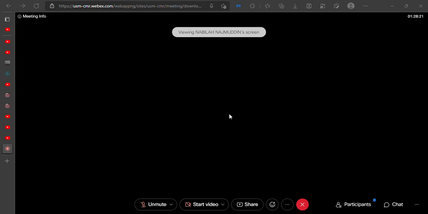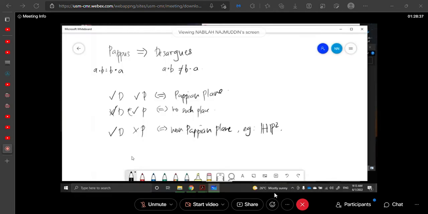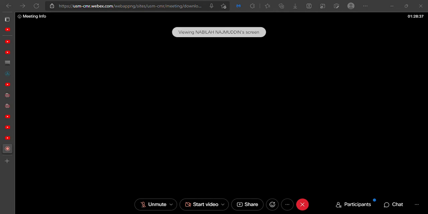Why? Because if we say that Desargues is satisfied in this HP2, because in this quaternion, AB is not equal to BA, and meaning the computation in Desargues also has this AB not BA, so the computation related to multiplicative commutativity is not required.